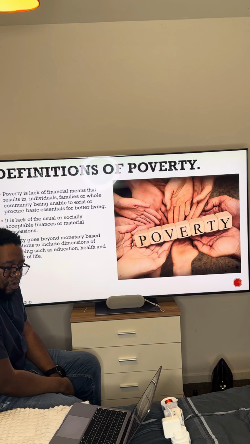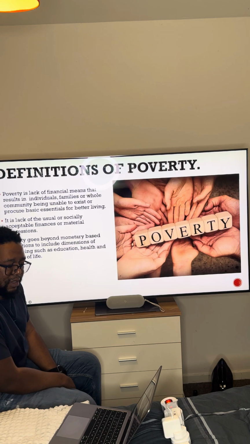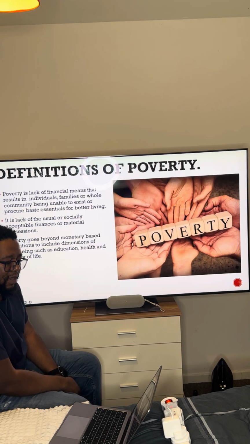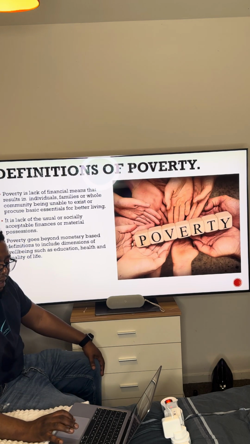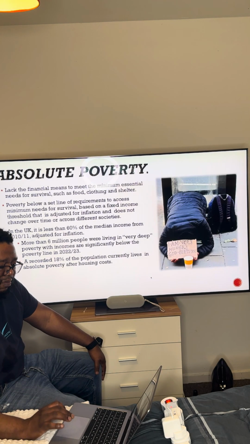Definitions of poverty. Poverty is the lack of financial means that results in individuals, families, or communities being unable to exist or procure basic essentials for better living. It is a lack of usual or socially acceptable finances and material possessions. Poverty goes beyond monetary-based definitions to include dimensions of well-being such as education, health, and quality of life.